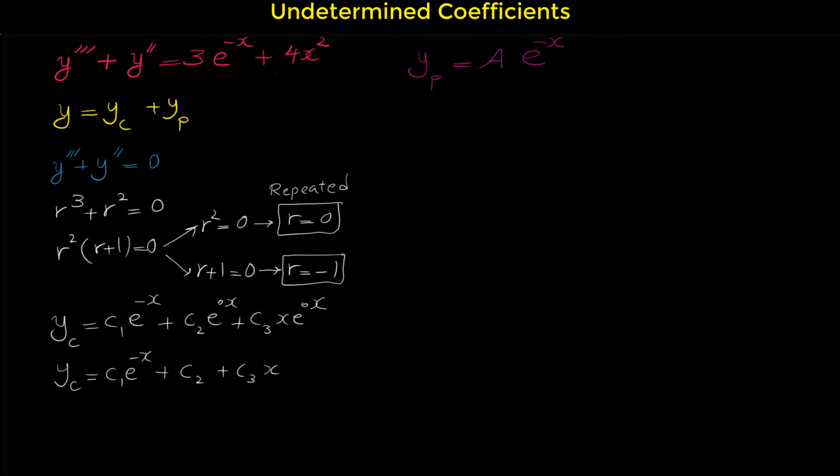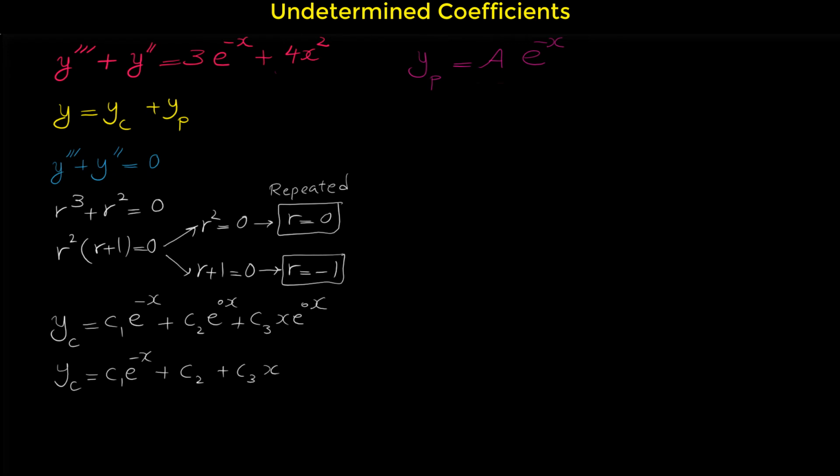But if we compare this with the complementary solution that we have here, we can see that e to the negative x is exactly repeated here. But we know that this should not happen. We have to prevent this duplication. How can we prevent this? We multiply the particular solution by a power of x to prevent duplication.